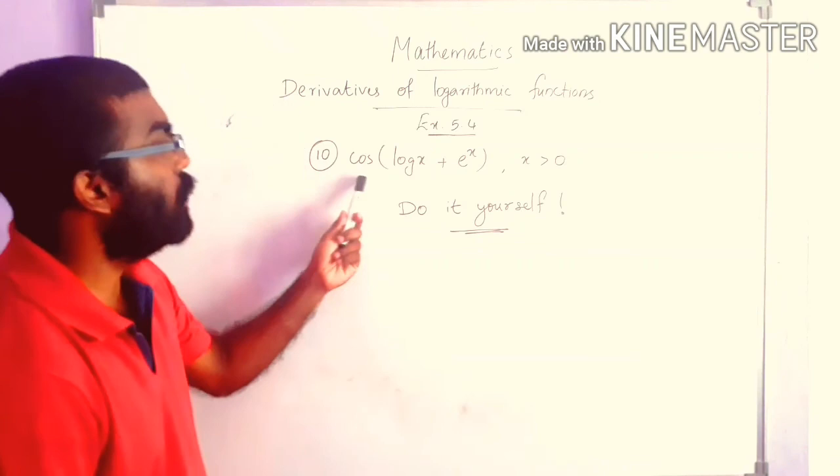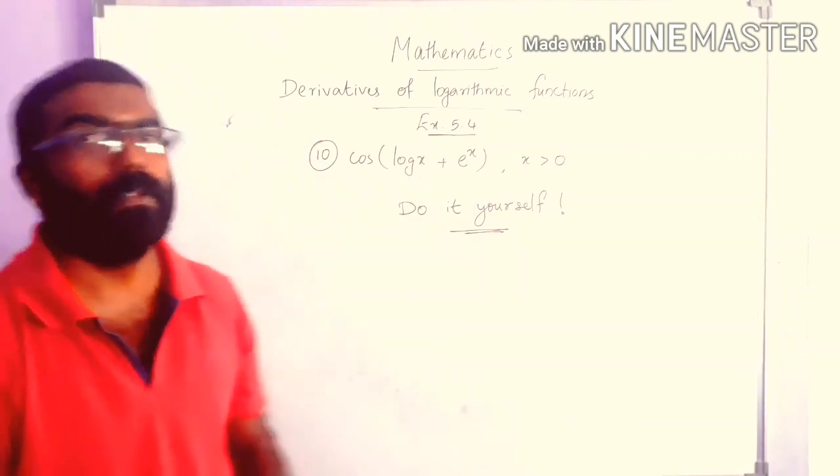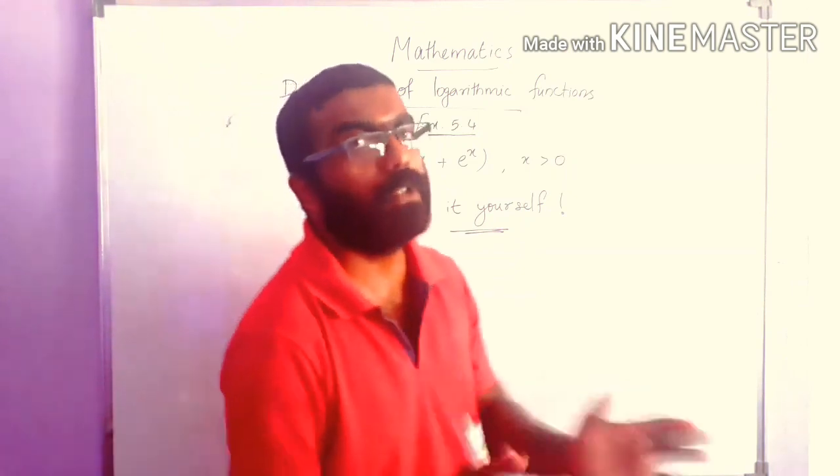Okay. And one more question is there. Question number 10. Cos of log x plus e raised to x with x greater than 0. Do it yourself. I think you understood the concept.